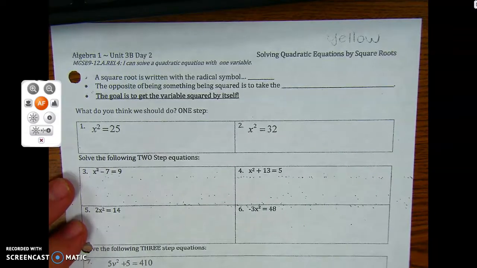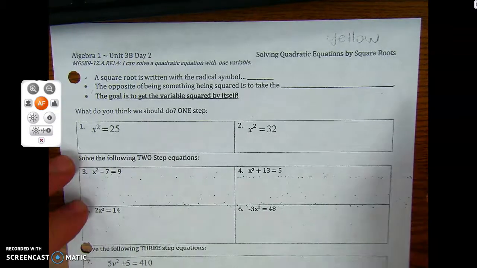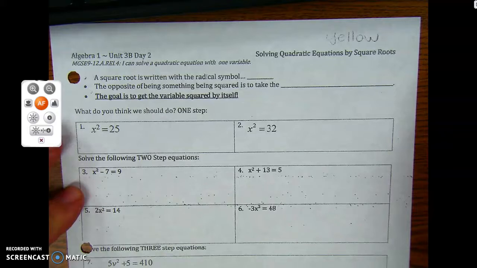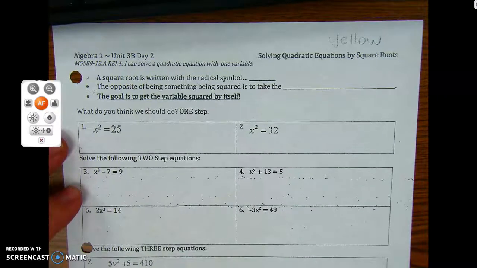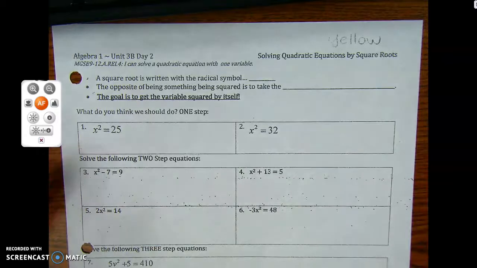Solving equations by square roots. Guys, earlier in this unit, we solved equations by factoring. Then we solved equations using the quadratic formula. But now, we're going to solve equations by taking the square root.